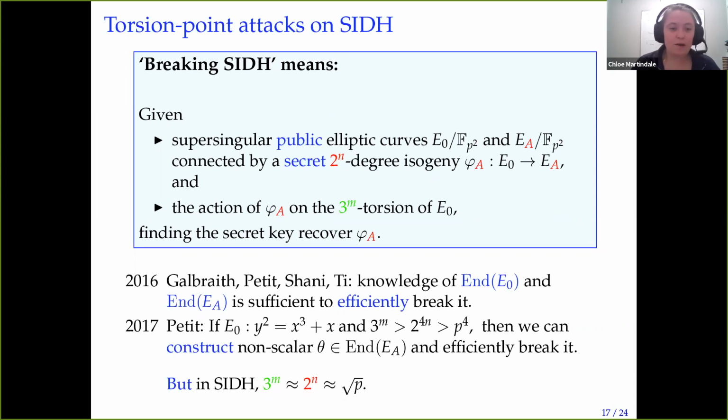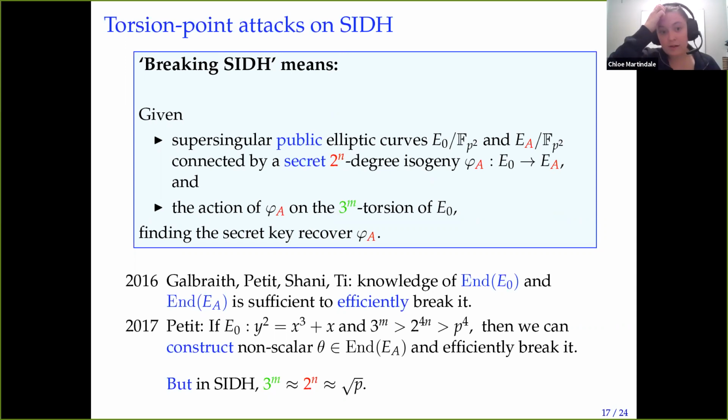And so, yeah, in SIDH, of course, we don't have these weird parameters. You've got something which makes more sense computationally, which is that Alice's and Bob's isogenies are about the same length, and they're just the right length they need to be in order to get the security that you expect. So 3 to the m is about 2 to the n is about the square root of p. So it's nowhere near this balance.